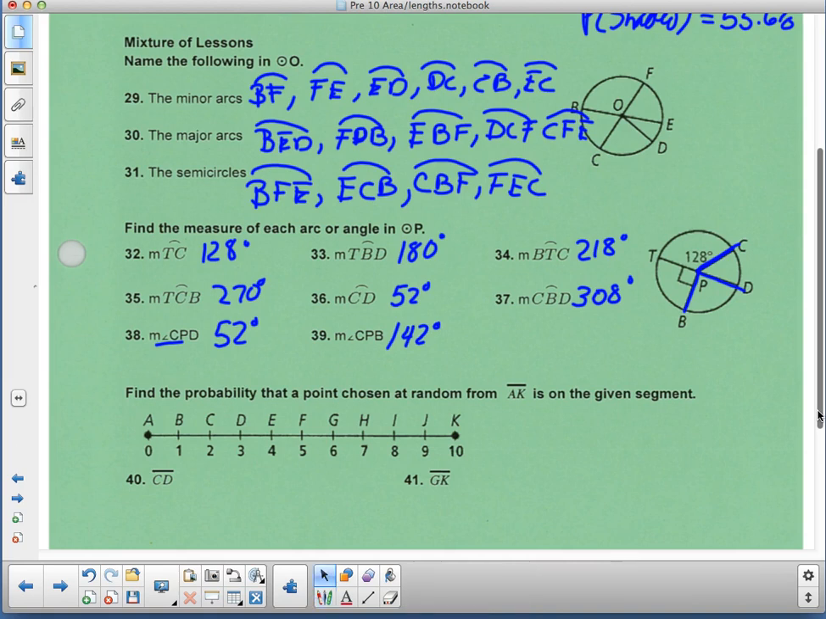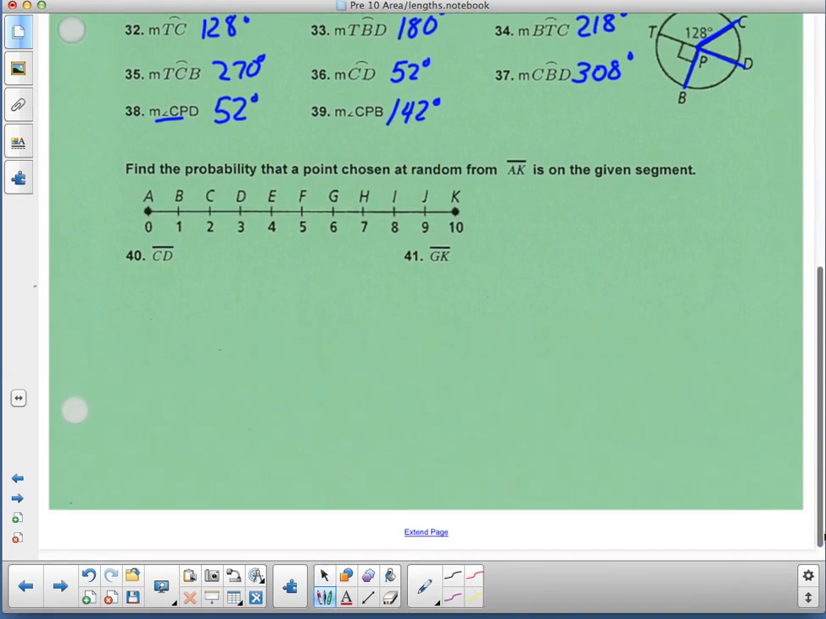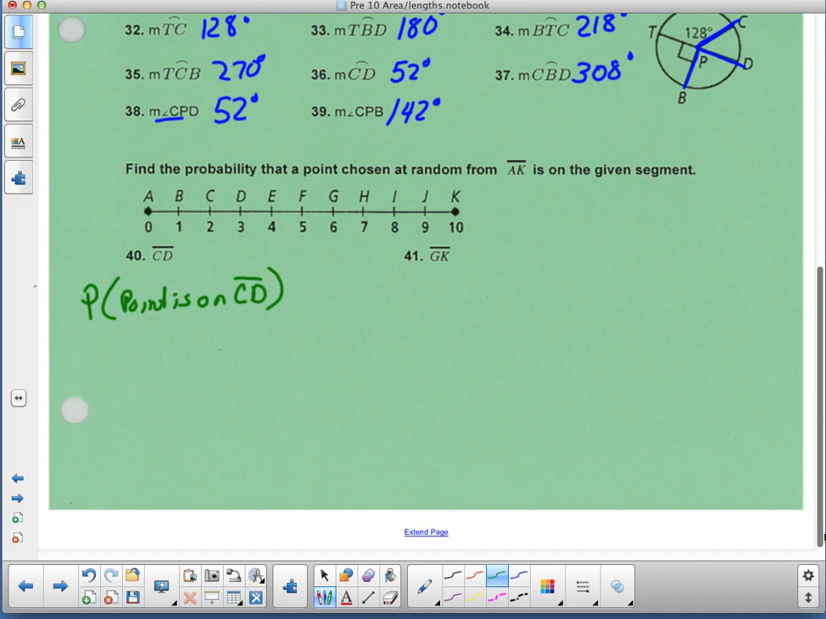Now these last two are all about segments, okay? So I'm looking at what's the probability that my point, chosen at random, is on CD. Remember, I've got to go CD over AK, right? And CD is just 1 unit. AK happens to be 10, so I got 0.1 or 10%.